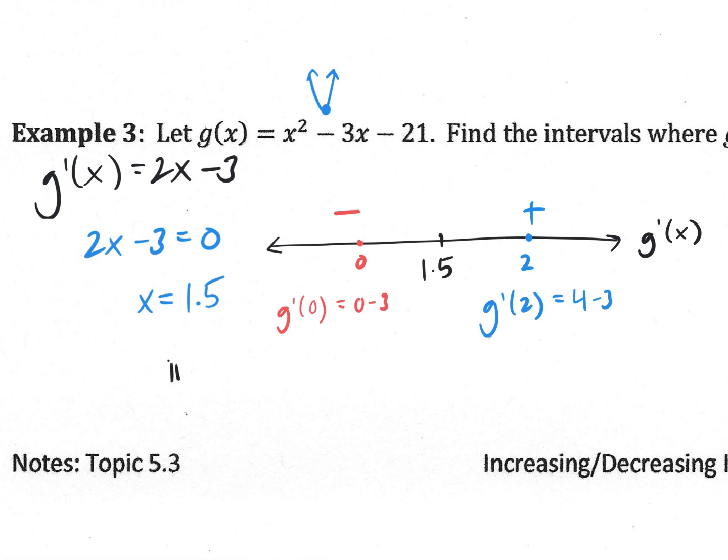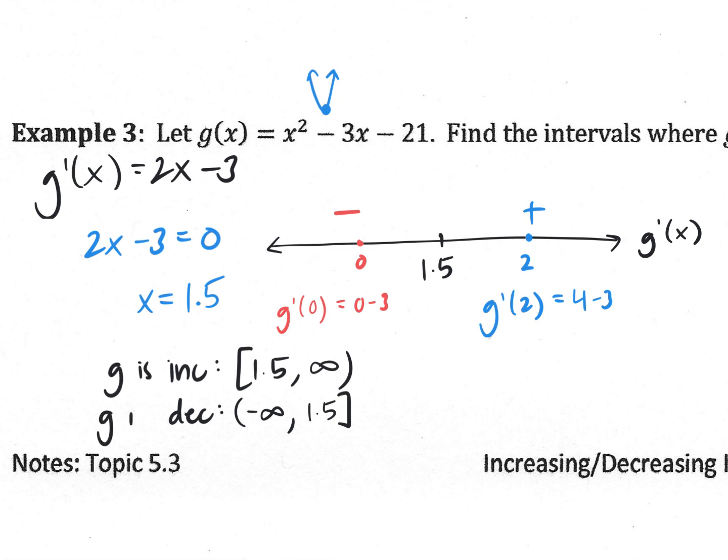So for an increasing interval, it is increasing from 1.5 all the way to infinity. And then it is decreasing, starting all the way back at negative infinity and going up to 1.5. And this is of the function g. So g is increasing and g is decreasing on those two intervals.